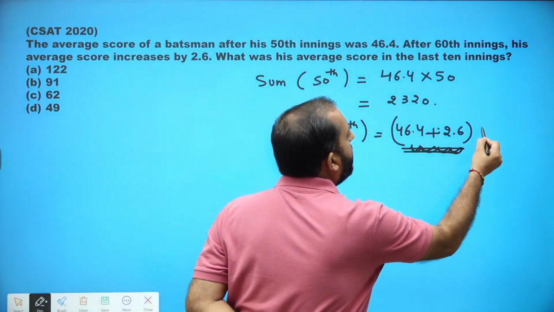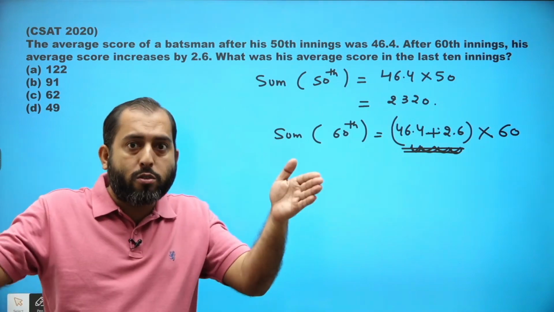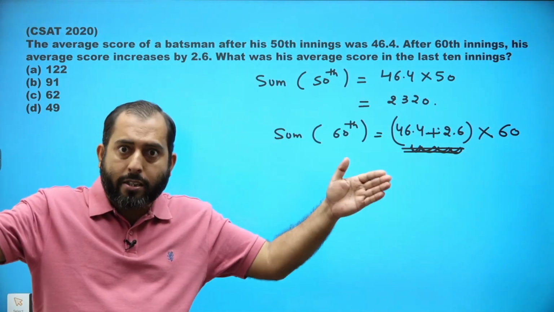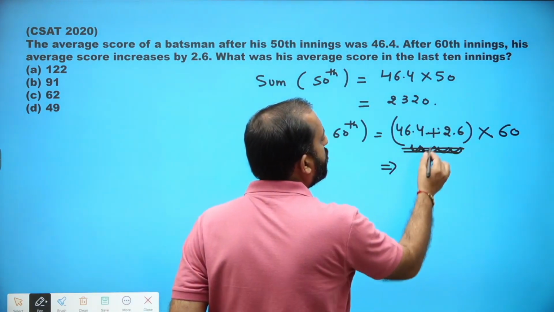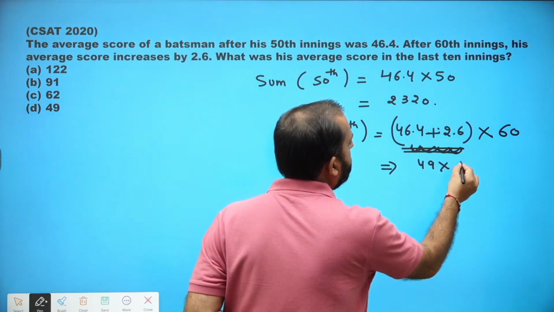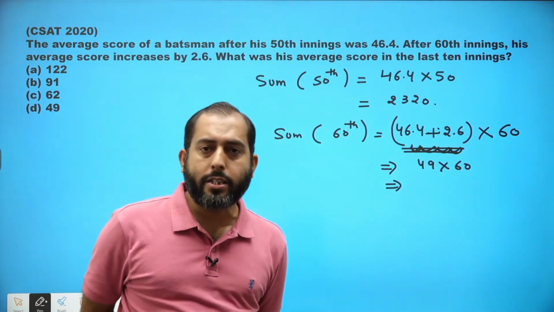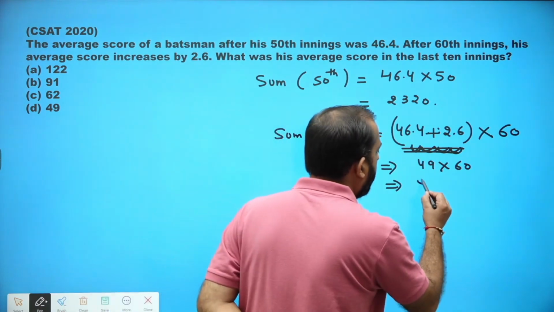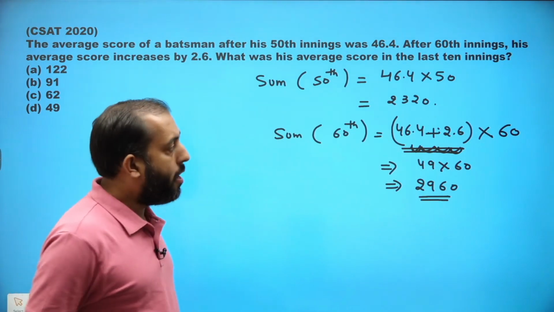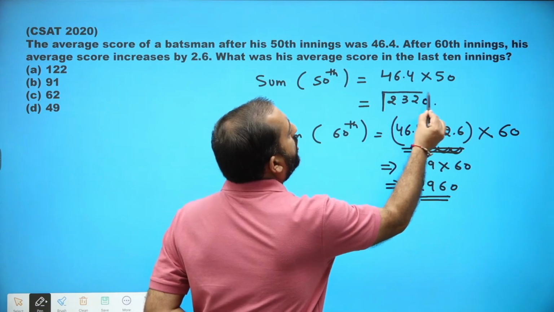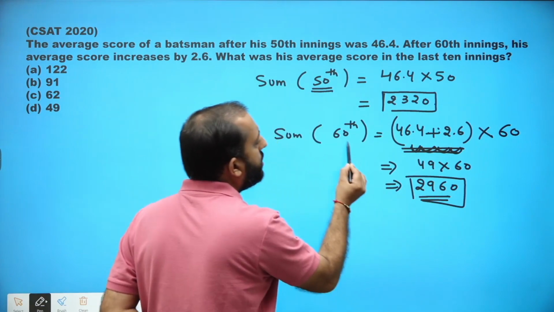So new average into the new number of innings under observation will give me the new sum, or the sum till the 60th inning. If we solve this, 46.4 plus 2.6 is 49 into 60, which is 2940. Okay, now that was the total score till the 50th inning, and this is the total score till the 60th inning.